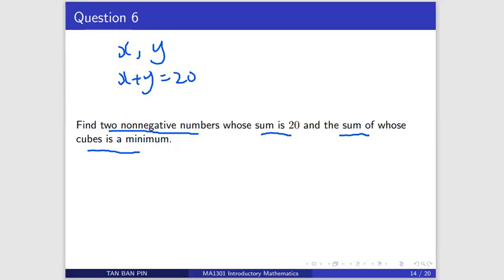So you look at the cube, so you look at x cubed plus y cubed. What you want is the sum of cubes to be minimum. So the sum is going to be S, which means you want this to be minimum. And the question says two non-negative numbers. It need not be integers.